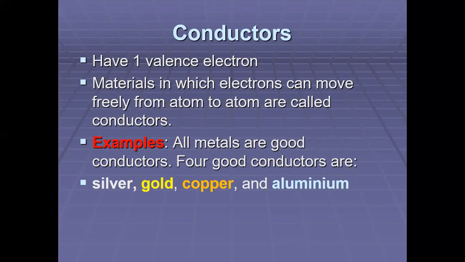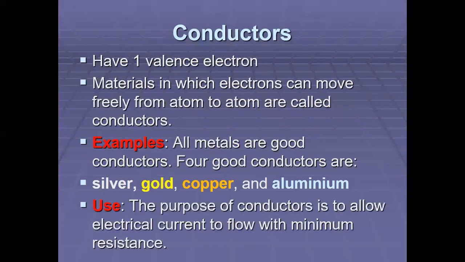Gold is very expensive. Next, copper. Copper is less expensive and a good conductor, so it is most widely used. Aluminum is good too, but it's a bit risky to use all the time. Conductors are used to conduct electricity with minimum resistance. Good conductors have very low resistivity, meaning they let electrons flow very easily and don't resist the flow of electrons.